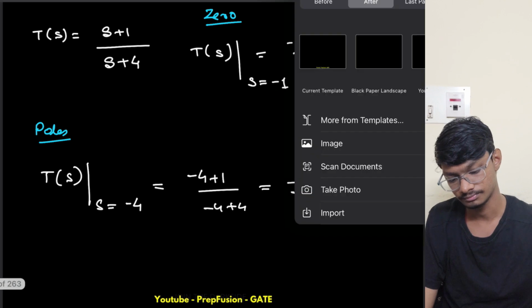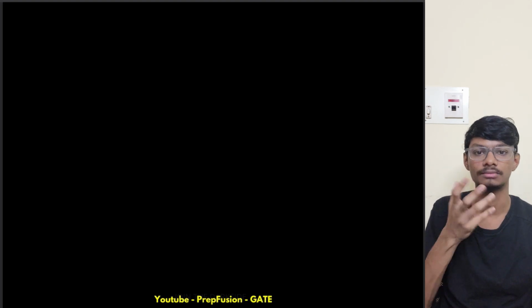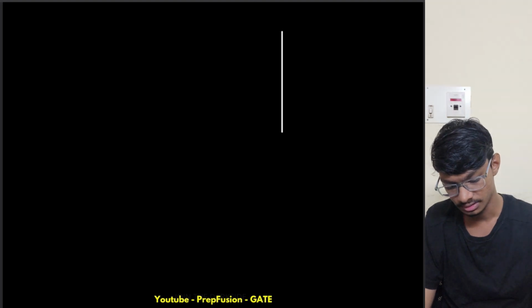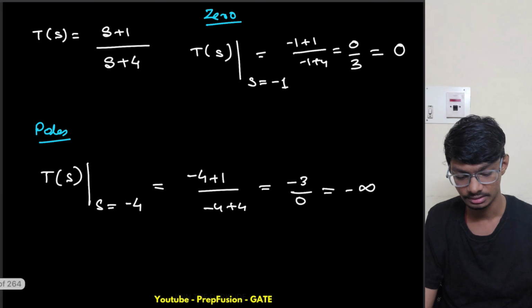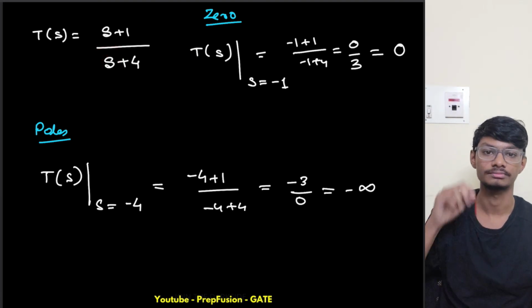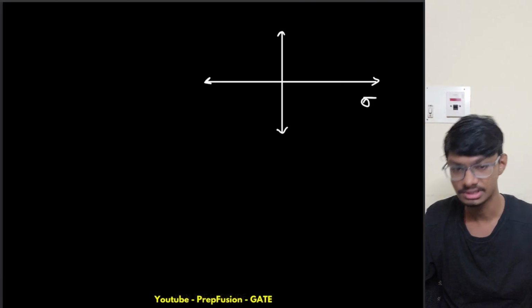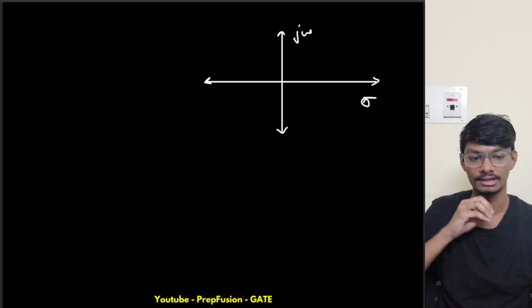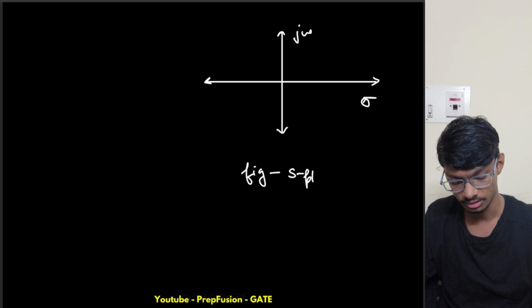So let me draw the s plane. I will explain the s plane further in some other lecture. But here what you need to understand is that the s plane has two axes, one is sigma and another is j omega. The value of s may have two components, either a real component or an imaginary component. The real component will lie on the sigma axis and the imaginary component will lie on the j omega axis. What is the meaning of sigma and j omega? I will explain that later. This is the s plane; this is what you need to understand for now.